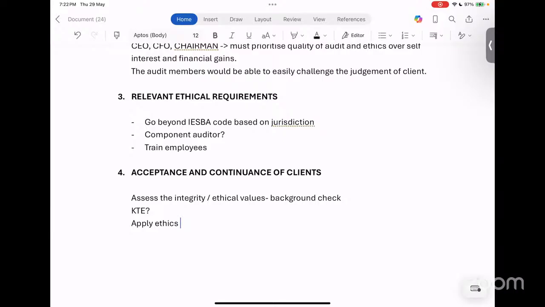Then the fifth point is engagement performance. This is the major point where the whole crux lies. On this, you get a lot of case studies as well. This is the application part. Engagement performance.